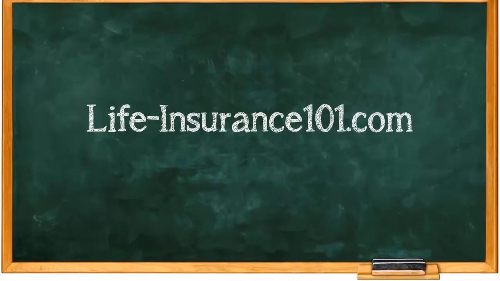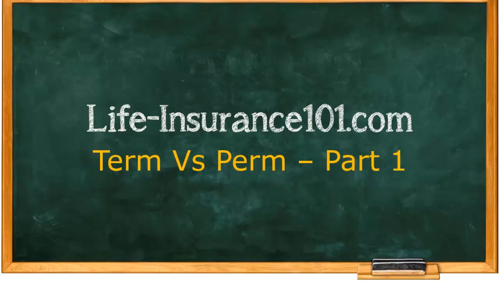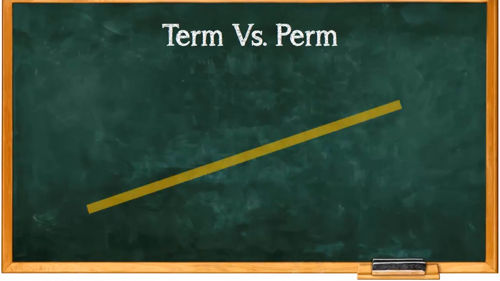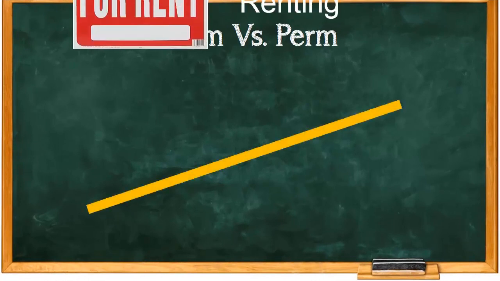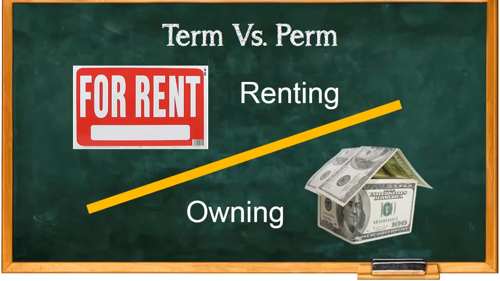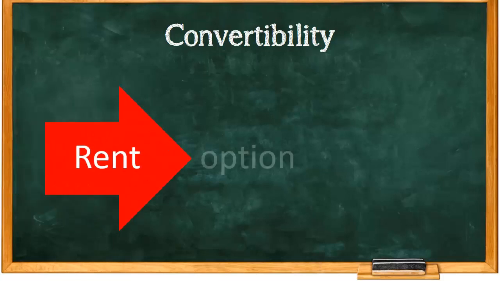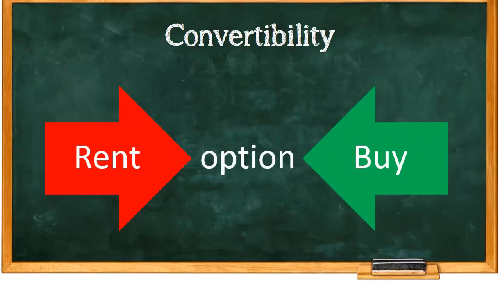Today we're going to talk about the age-old debate between term versus permanent life insurance. And we're going to do so using an analogy that most everyone will understand, and that's the difference between renting versus owning property. We're also going to discuss something called convertibility, which is a feature built into most term policies that gives the renter the option to buy at any time throughout the length of that term.